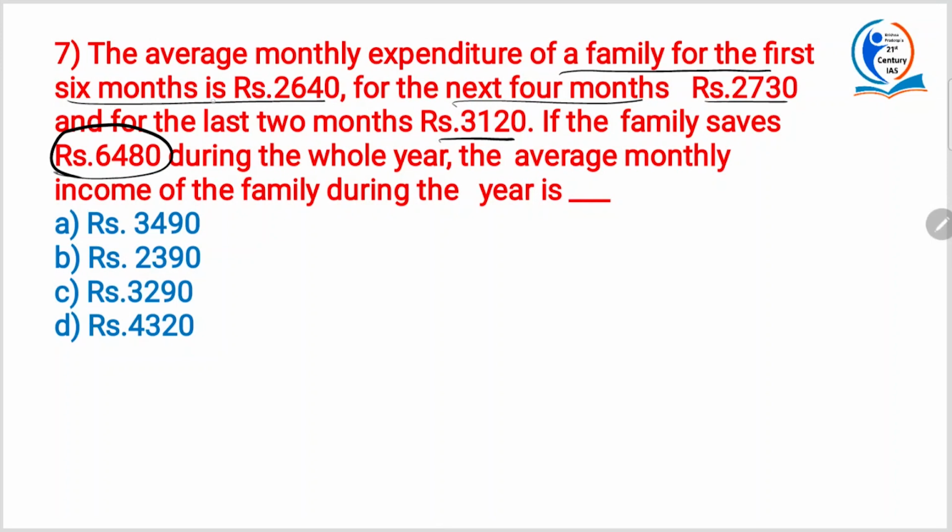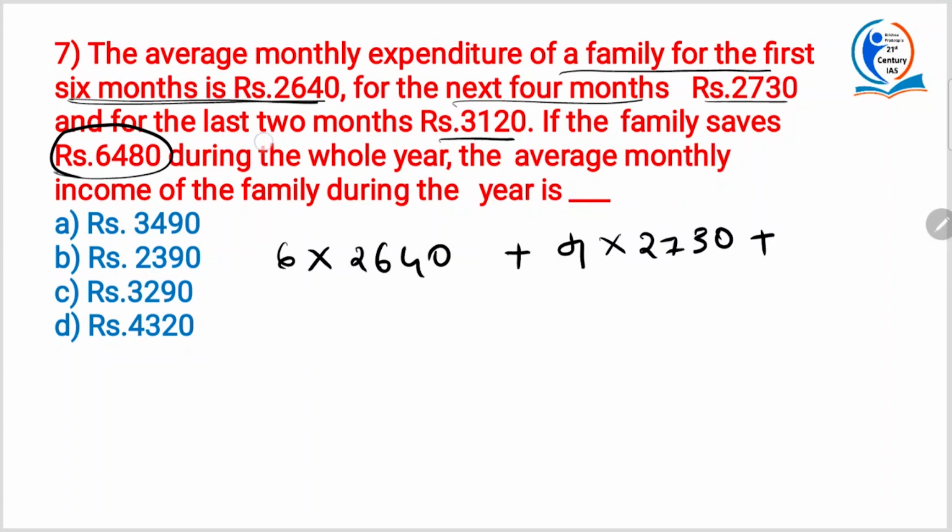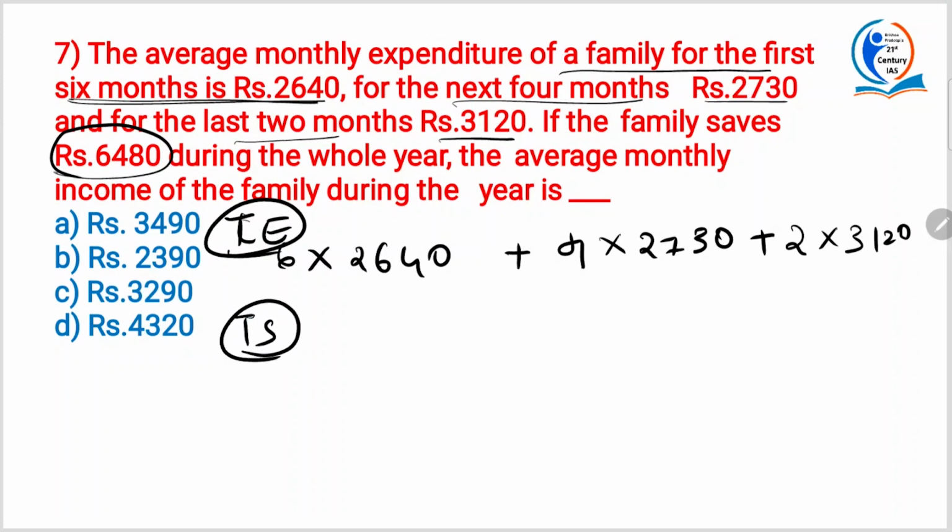Now, what is the total expenditure of the family for the whole year? For the first 6 months, it is 6 into 2640, plus for the next 4 months, it is 2730, right? 4 into 2730, plus the last 2 months is 3120. So 2 into 3120. Alright. So this is the total expenditure for the entire year. Okay. Now what is the total savings for the entire year?